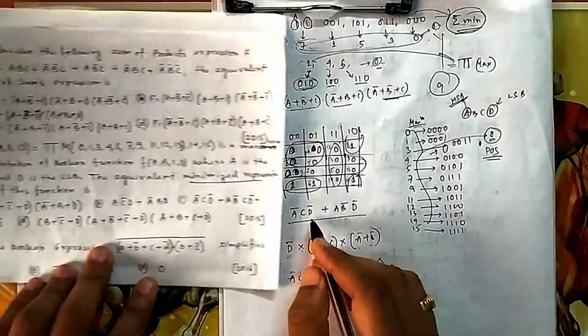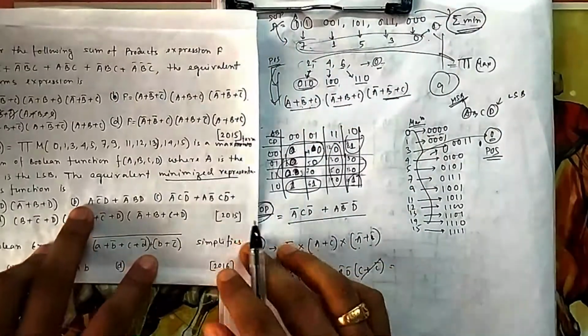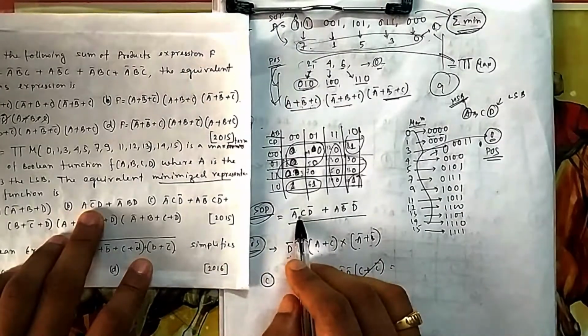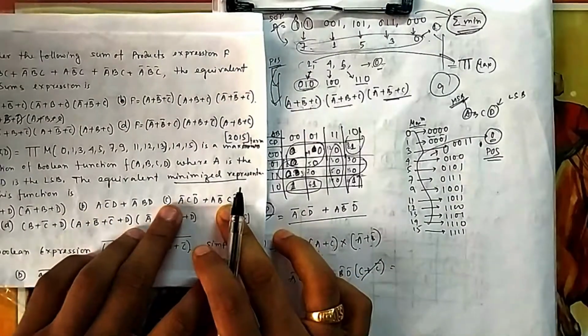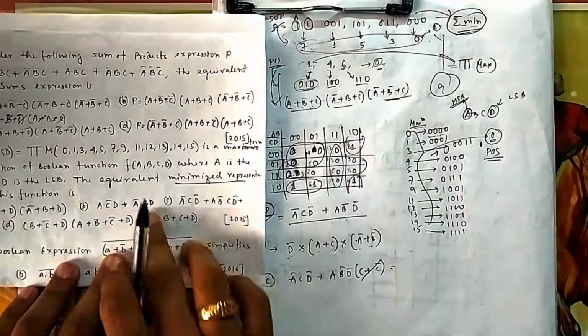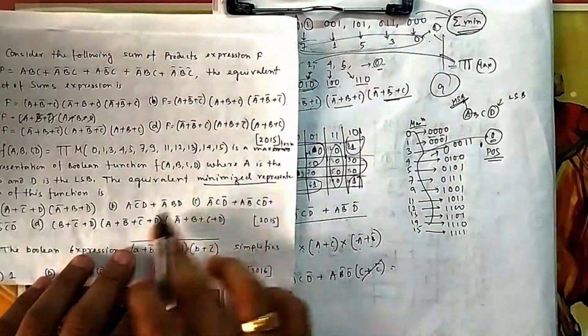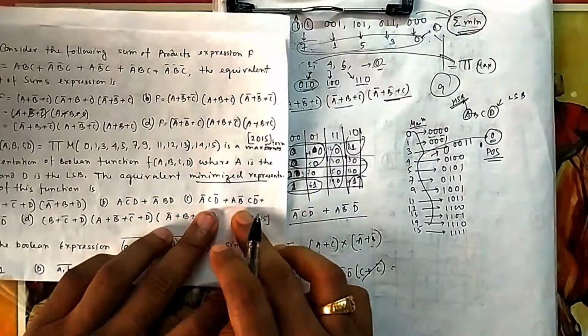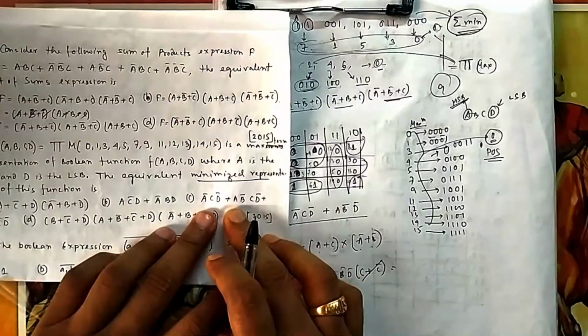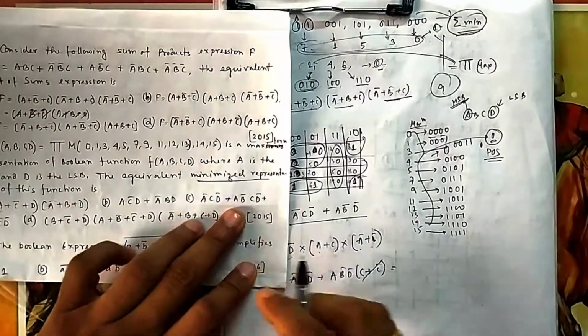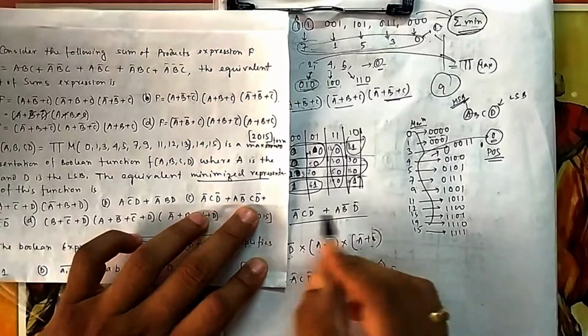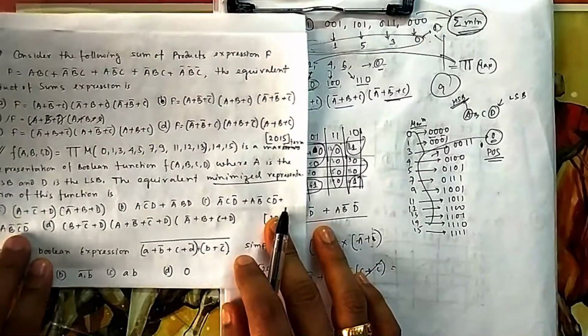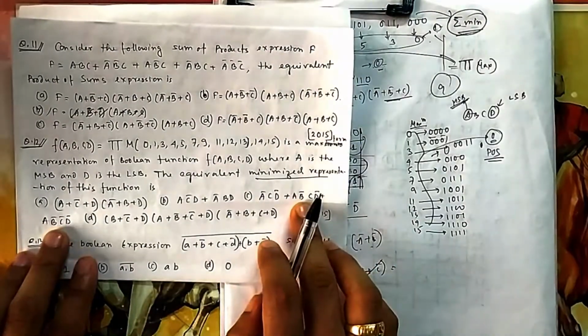Now you see which option is the closest one. If you see this one, this A C D bar is there. So option C is by far the closest. Out of these two, which one is it? Let me see option C more deeply. If you see A bar C D, and here A B bar D bar is also there, so you can take A B bar D bar common.